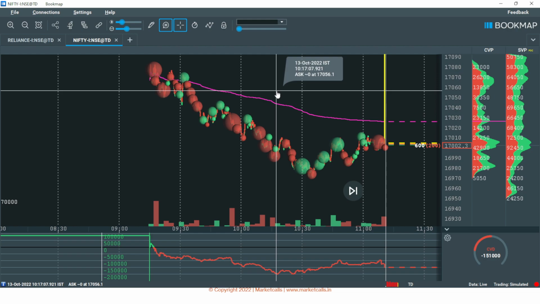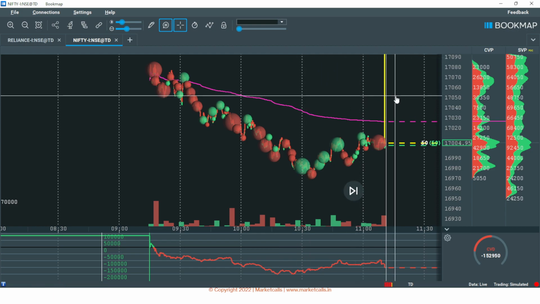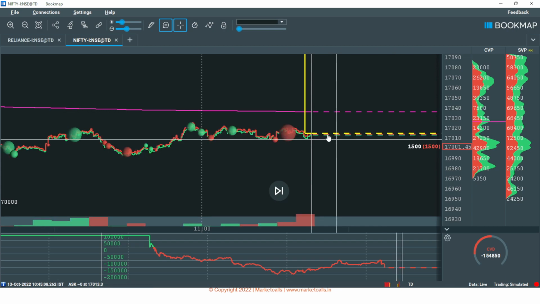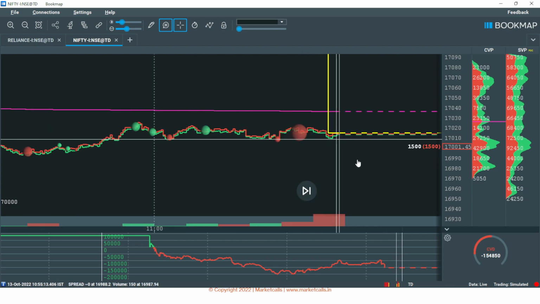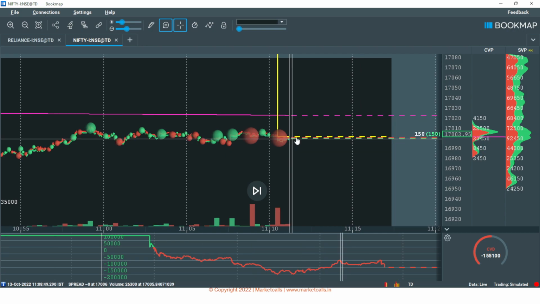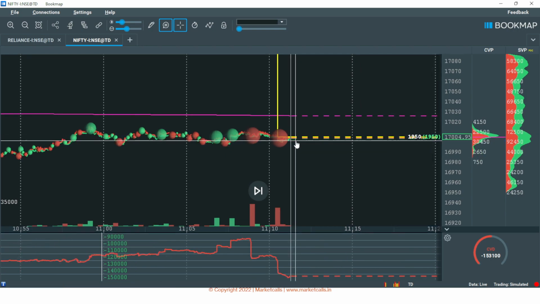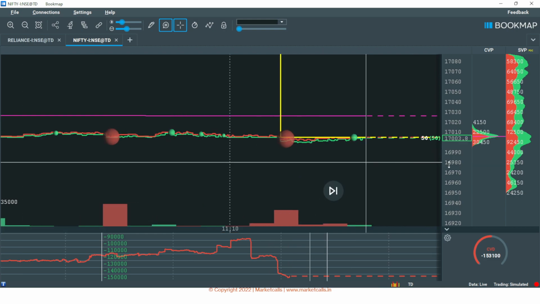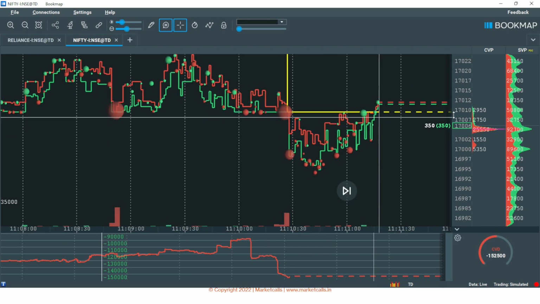Now you might wonder how the bubbles are getting plotted. How do we know whether it's a buyer volume or a seller volume? So there is a way to identify. Whenever you can see the two lines over here, the red and green lines, the dashed ones, they're nothing but where the recent bid and ask is getting traded.